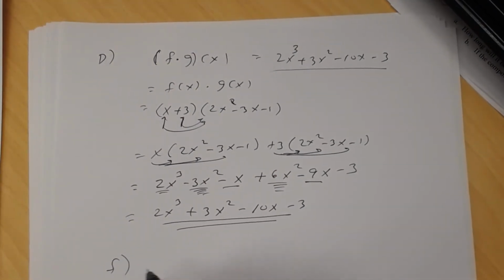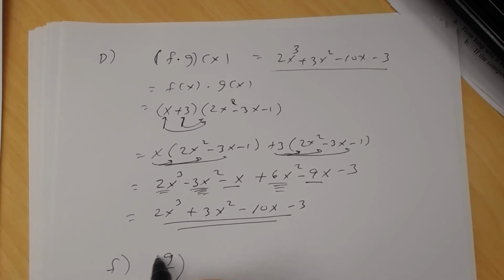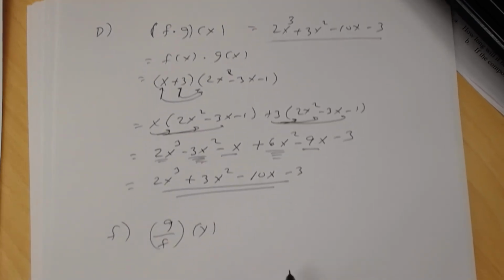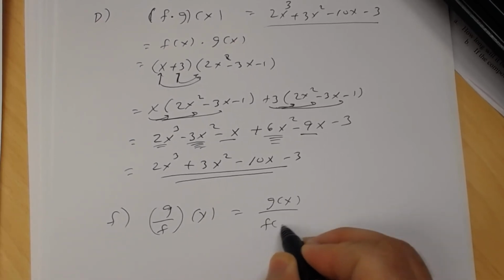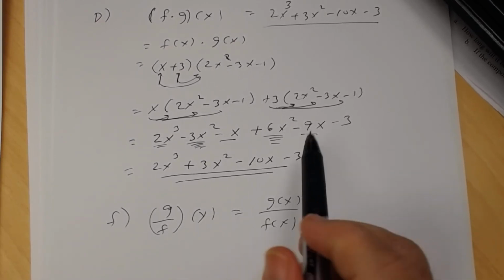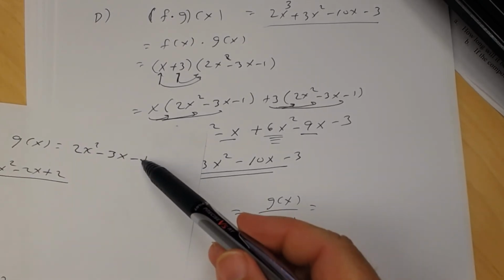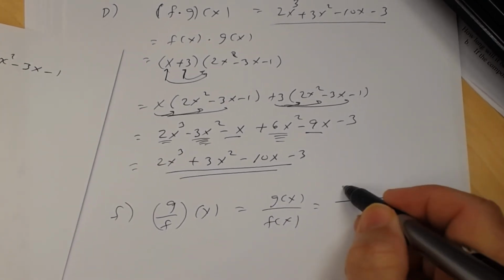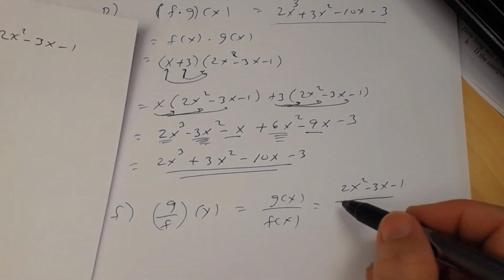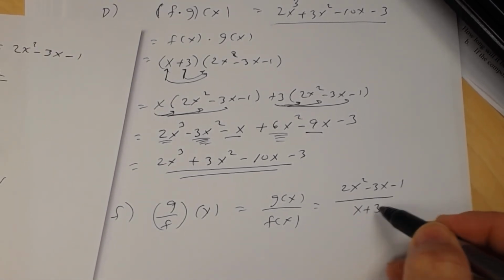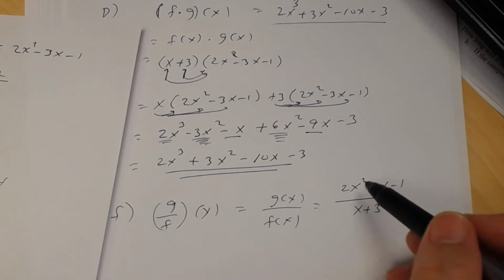All right, and then finally, let's say we had g divided by f at x. So g divided by f of x. By definition, that's going to be g of x divided by f of x. And g of x is this trinomial, so that's 2x squared minus 3x minus 1, and then over x plus 3. And you just leave it there. There's your answer. You're done.